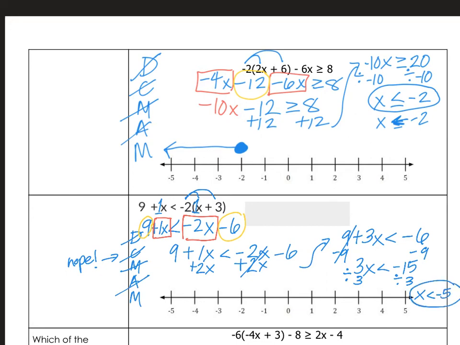Okay, so now I'm going to have an open circle at negative 5, and my variable's in the front, so we're going to follow the direction that my variable is telling me, so we're going to the left.